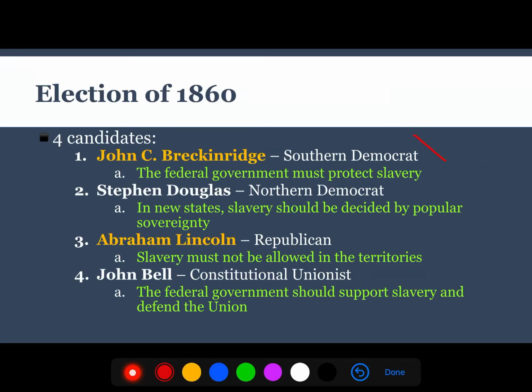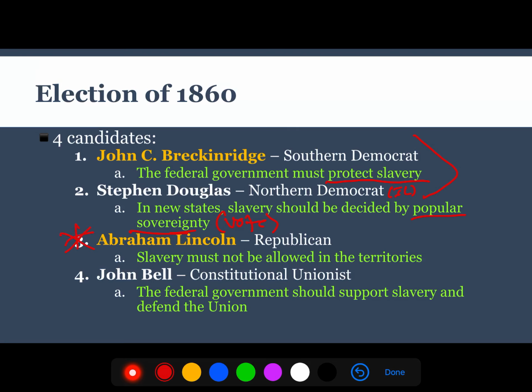You have a Democratic Party that is split into two factions. John C. Breckinridge, who's the Southern Democrat, gotta protect slavery. Stephen Douglas, who's the Northern Democrat, he's from Illinois, and he is a former Senate opponent of Lincoln's. Stephen Douglas believes that slavery should be decided by popular sovereignty, basically by a vote of the people who live there. That's what he thinks.